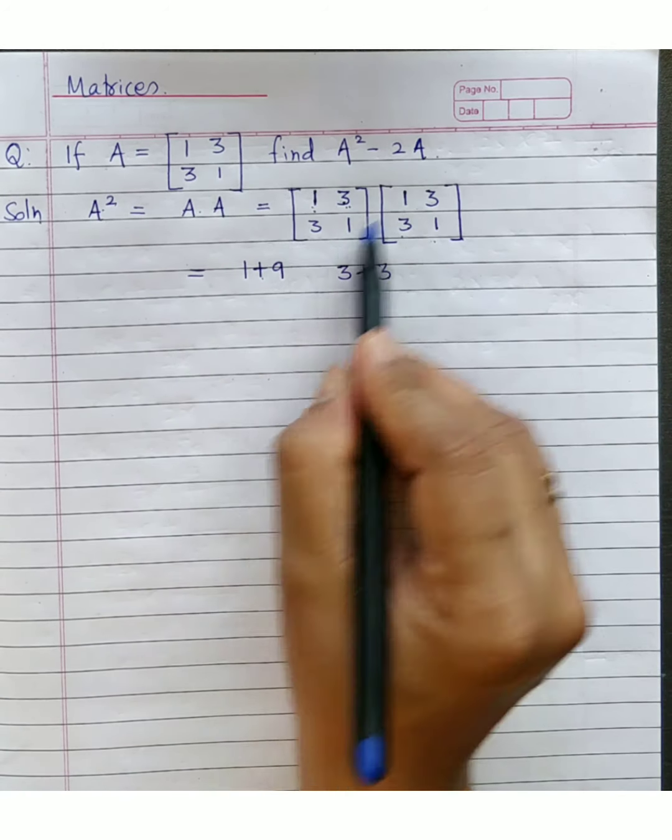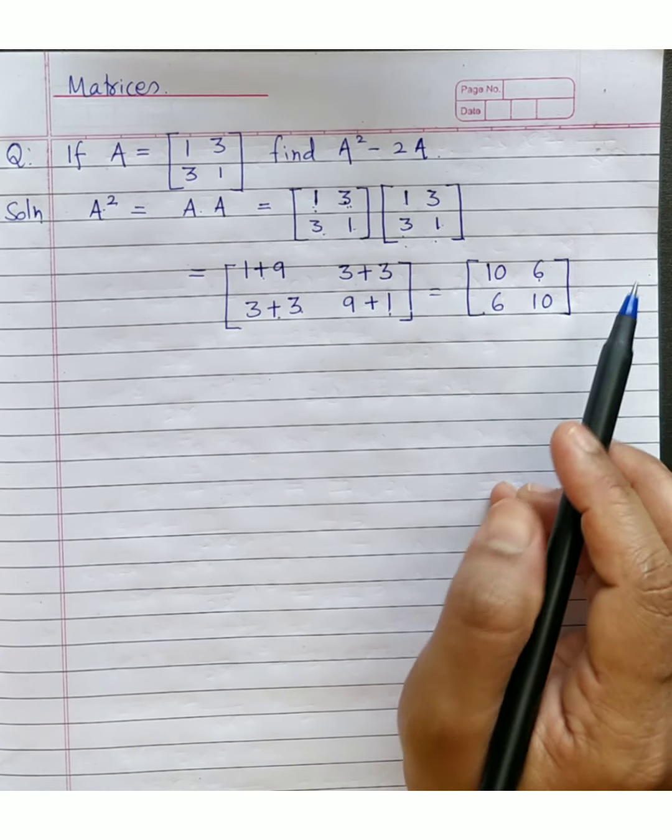Now come for the second row, first column. 3 ones are 3 plus 1 into 3, again 3. Then 3 threes are 9 plus 1 into 1, 1. Now work out. 10, 6, 6, 10. Very clearly you can observe that it is not 1, 9, 1, 9 over here. 10, 6, 6, 10.